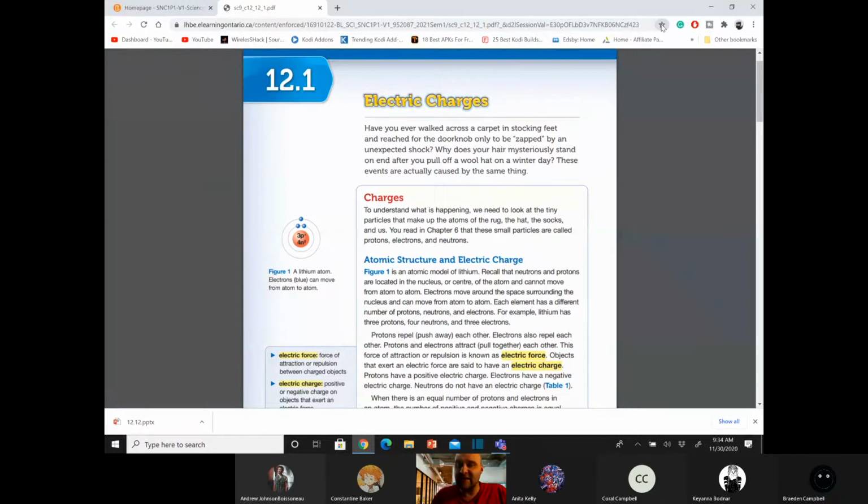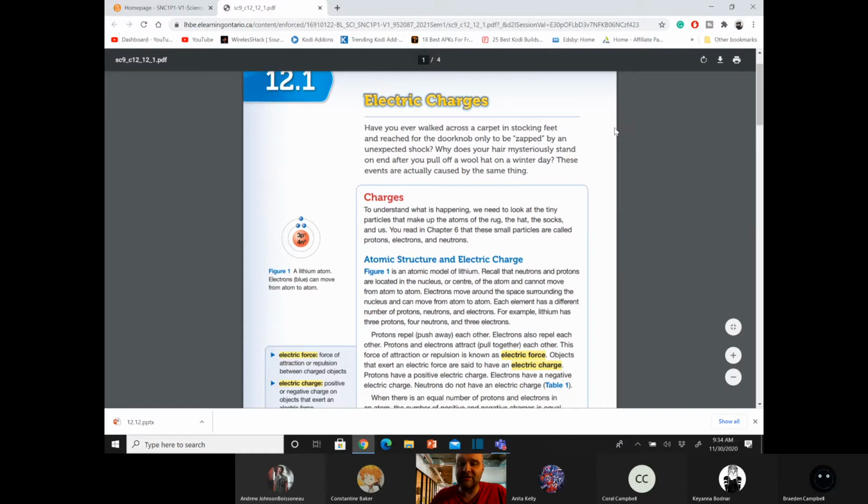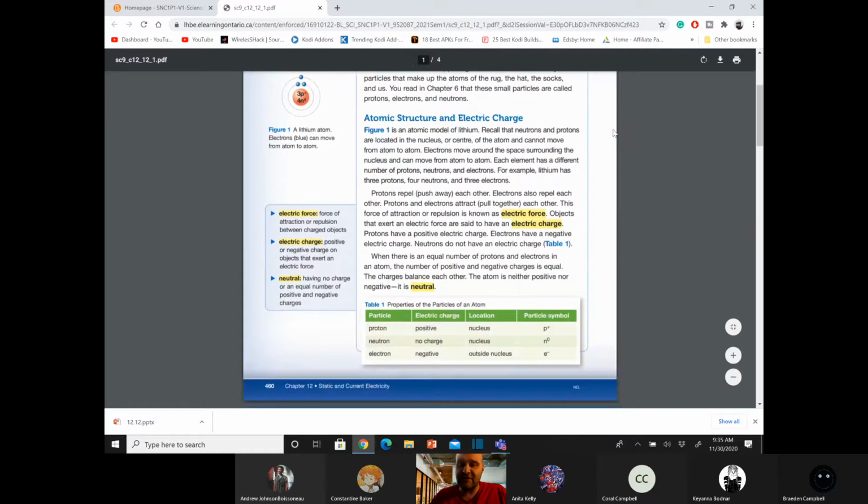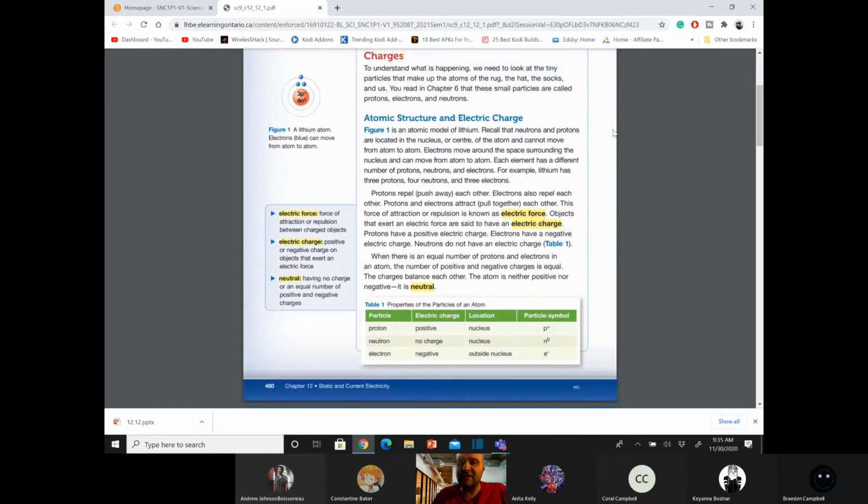To understand what is happening, we need to look at the tiny particles that make up atoms of the rug, the hat, the socks, and us. You read in chapter 6 that these small particles are called protons, electrons, and neutrons. So this should all be review for us at this point. Atomic structure and electric charge.